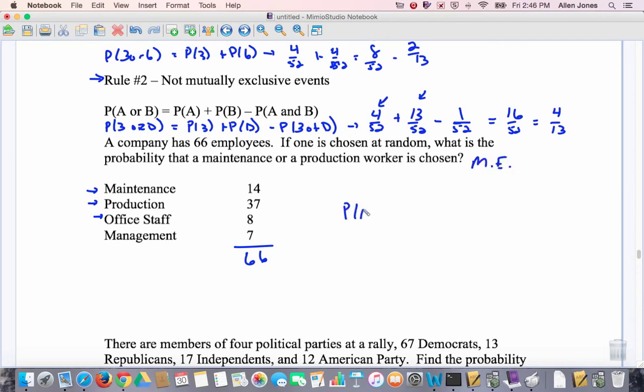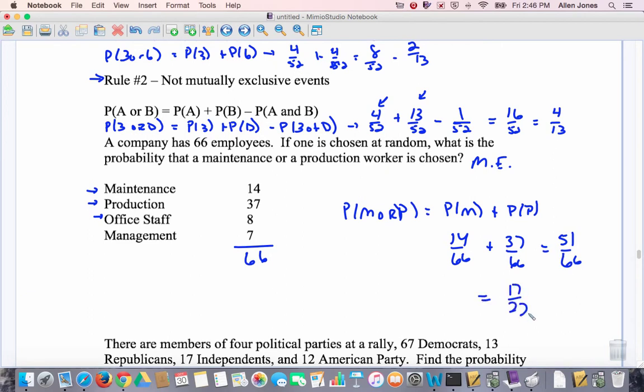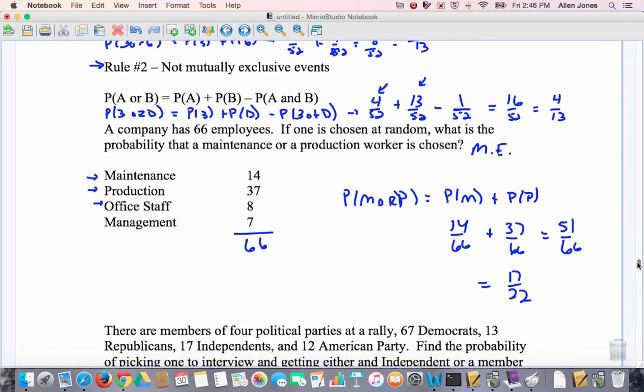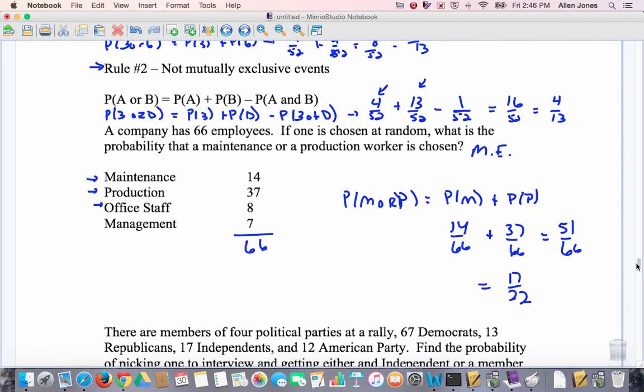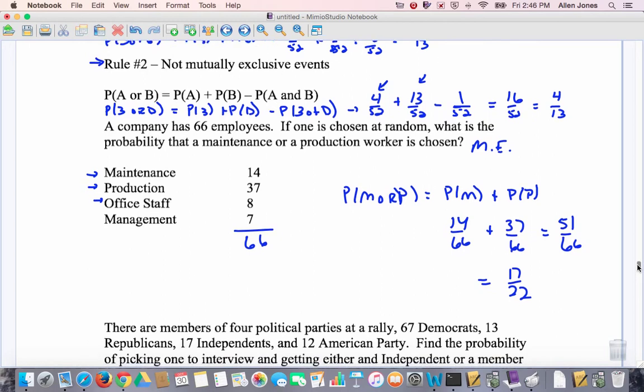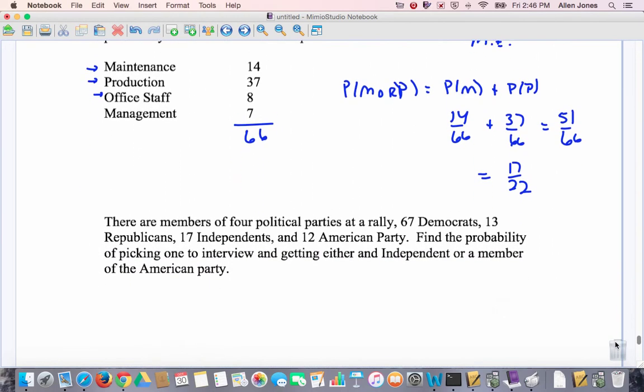So we take the probability of a maintenance or a production worker and find the probability of a maintenance plus the probability of production. In this case, that would be 14 out of 66 plus 37 out of 66, which is 51 out of 66, and that would simplify to be 17/22. Okay, two events that are mutually exclusive. We're not going to be a maintenance and a production worker. We're going to fit in one department or another.